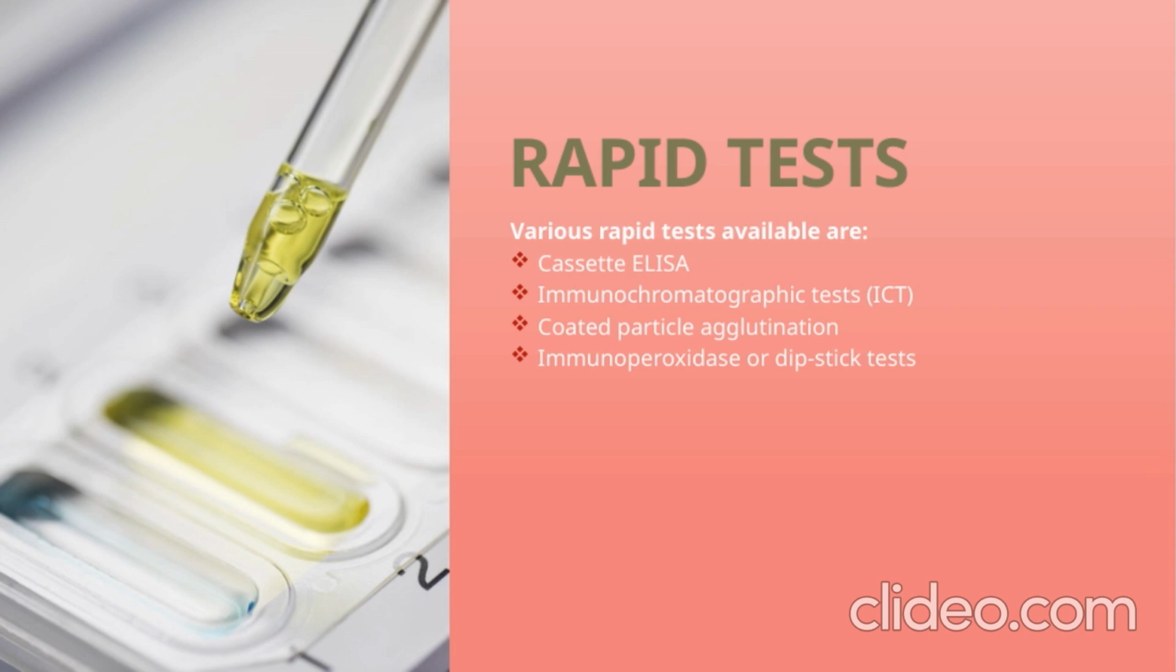Next, we have coated particle agglutination tests. These work by using coated particles that clump together in the presence of a specific antigen or antibody, making it easier to detect infections quickly. Lastly, there are the immunoperoxidase or dipstick tests, which involve a small dipstick that reacts with the sample and produces a color change if the target analyte is present. All of these rapid tests are crucial tools in diagnostics because they enable quick decision-making, which is especially important in urgent or resource-limited settings. They complement our overall approach to disease detection and management, making testing more accessible and efficient.